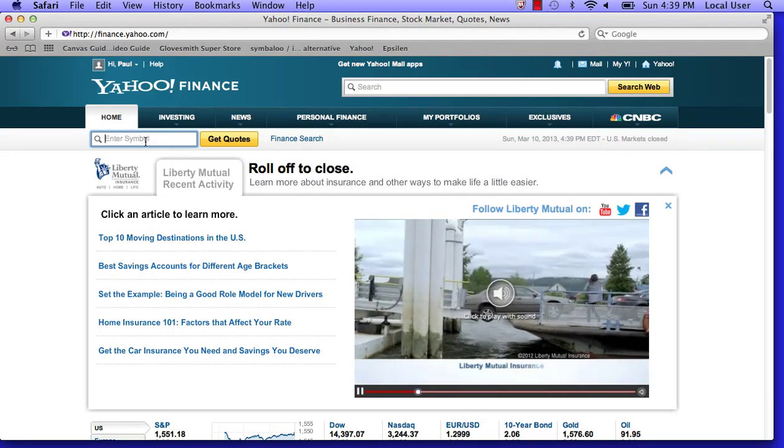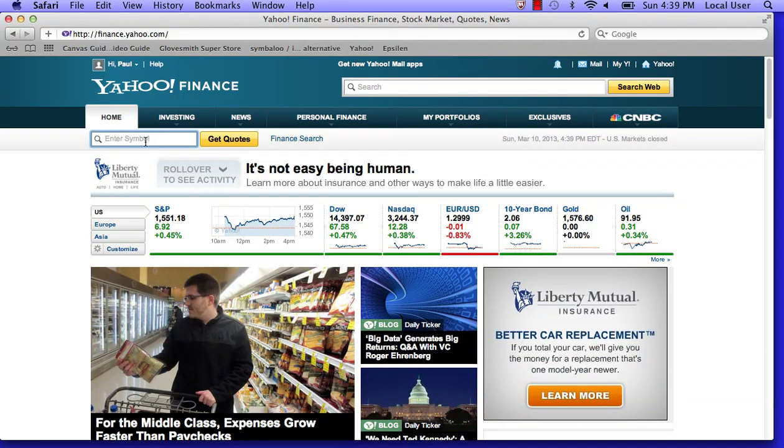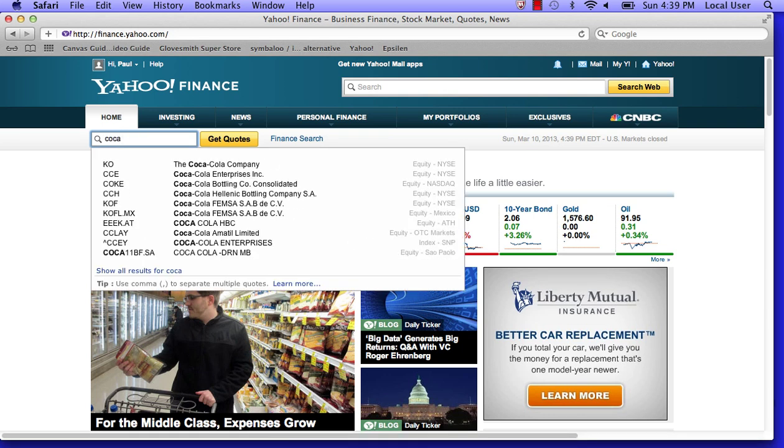Where it says enter symbol, you don't have to know the symbol, even if you just know the name of the company, like let's go Coca-Cola. And as soon as we start to type it in, it comes up with all types of examples. And usually it's the top one, but look at it. It's usually the one that makes the most sense, the Coca-Cola Company.